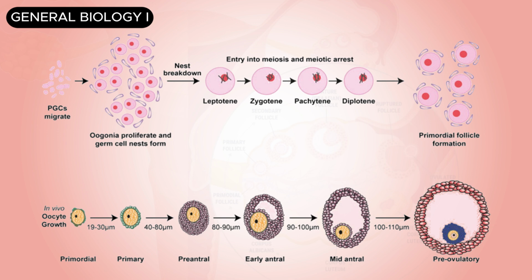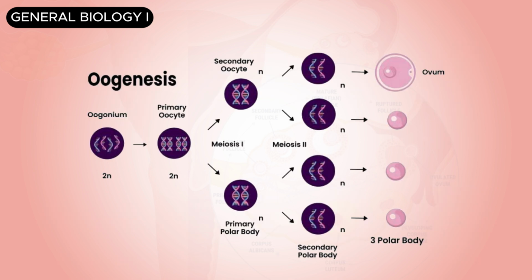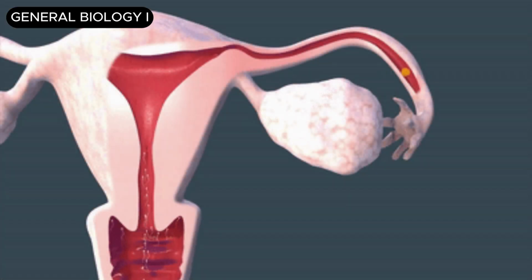Oogenesis is a highly regulated process that begins in the fetal ovaries and continues throughout a woman's reproductive years. From the formation of primary oocytes during fetal development to their cyclic maturation and eventual release during ovulation, the process ensures the production of viable eggs for fertilization. The gradual loss of oocytes through atresia eventually leads to menopause, signaling the end of the reproductive phase in a woman's life.